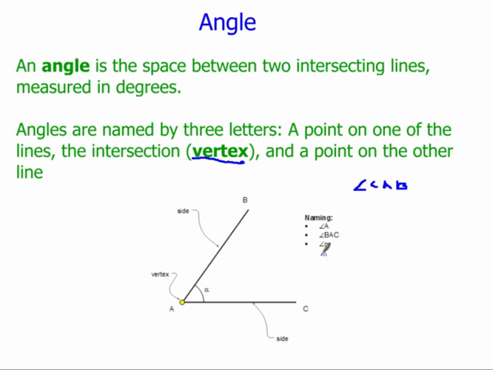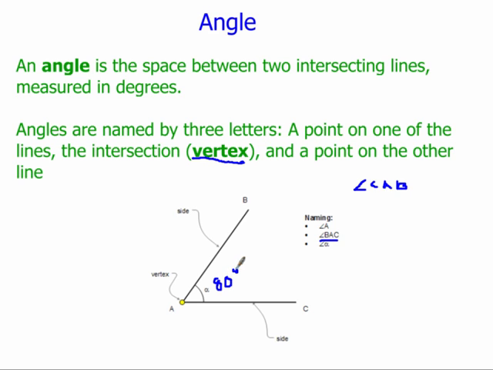Or it can be represented by a symbol. This is the alpha symbol, so it could also be angle alpha. All right, that doesn't really matter. But the one we'll be using the most is doing angles with three letters. And this symbol is just the angle symbol. And it's important to know that they're always going to be measured in degrees. Like I could say that this is 80 degrees.